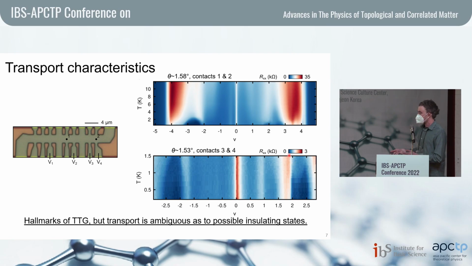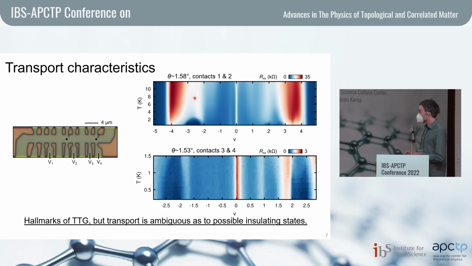However, as regards the insulating states, and this seems to be true in most of the studies of this material so far, transport is ambiguous. It seems like there are some regions at higher temperature over which RXX may be increasing, but at low temperature, one doesn't really observe clear signs of insulating behavior. As we'll see, that's in sharp contrast to what we observe in the local compressibility measurements.